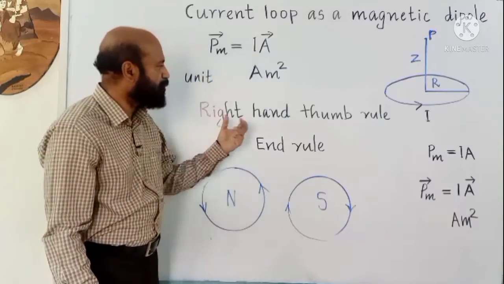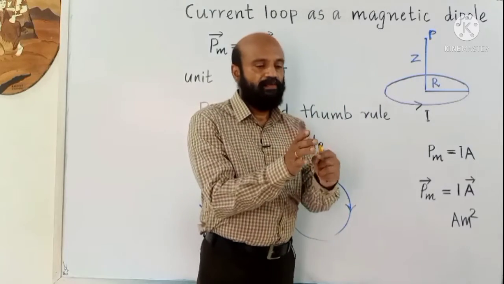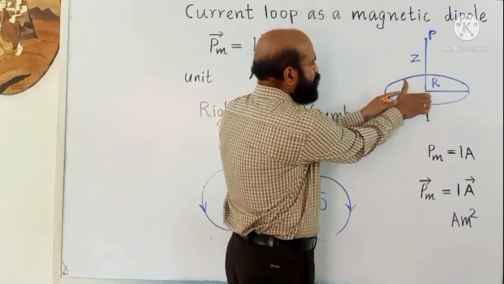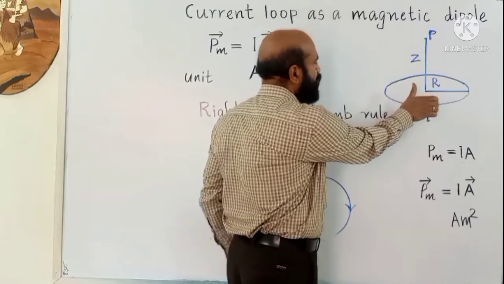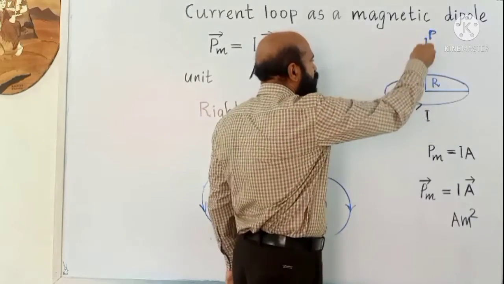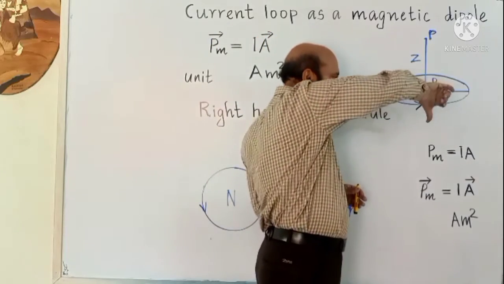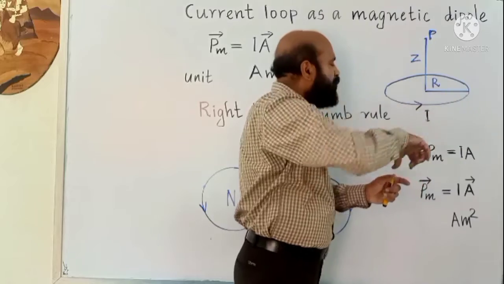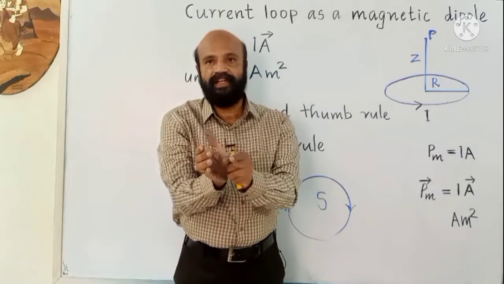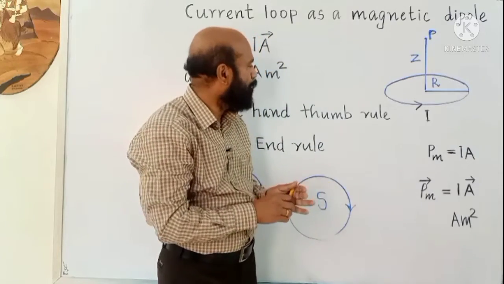Now let us see what is the right hand thumb rule. Here current is in this direction. So if you curl the fingers of your right hand in the direction of the current, then the direction of the thumb will give you the direction of the magnetic dipole moment. Now see the thumb is in the upward direction. So this is the direction of the magnetic dipole moment if current is that side. If current is this side, magnetic dipole moment will be in the downward direction. So curl the fingers of the right hand in the direction of the current, then the thumb will give you the direction of the magnetic dipole moment.